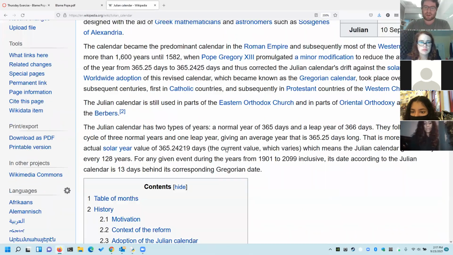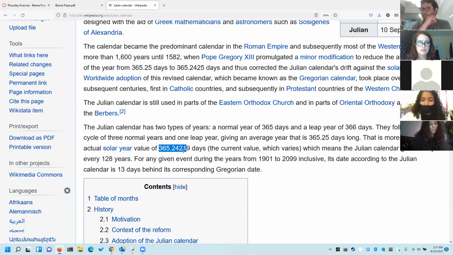In the Julian calendar article, the actual solar year is 365.24 days long. So we'd get adrift, and basically all the seasons would just shift around. There's nothing wrong with that for the universe, us keeping time isn't affecting it. It's just affecting our sanity and what we expect. So that's pretty much why.